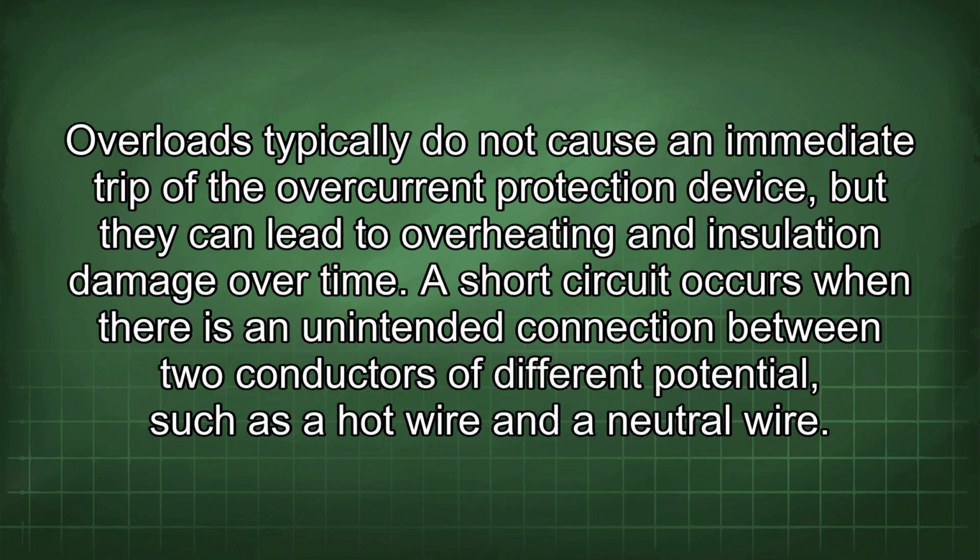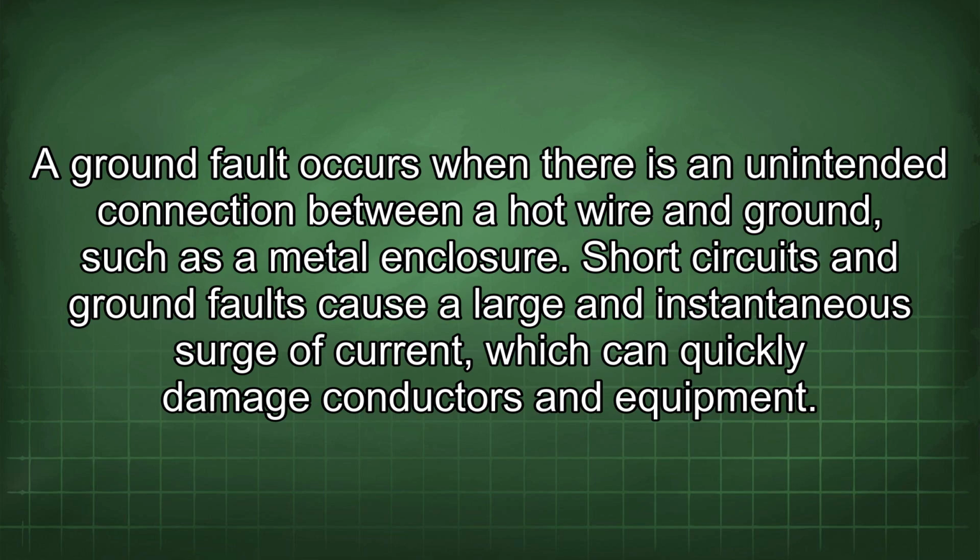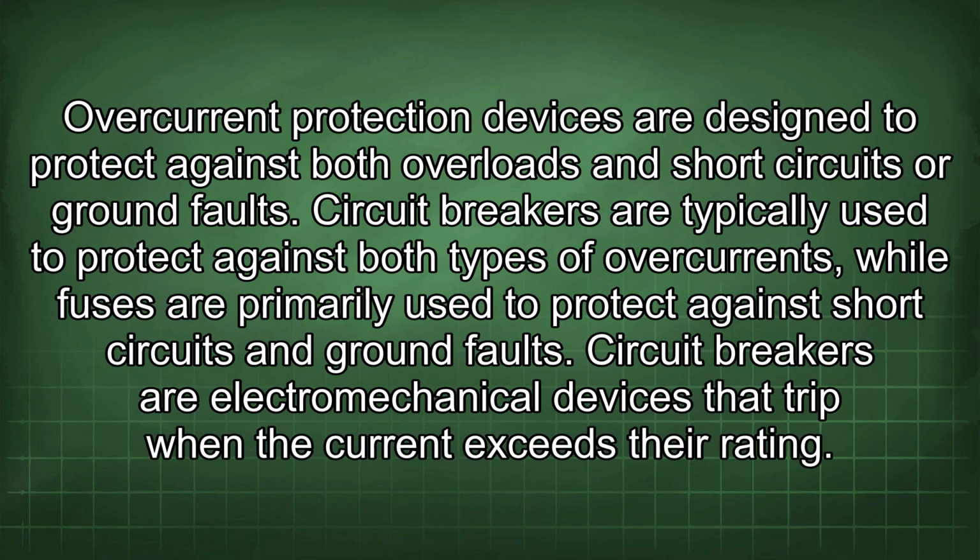Overloads typically do not cause an immediate trip of the overcurrent protection device, but they can lead to overheating and insulation damage over time. A short circuit occurs when there is an unintended connection between two conductors of different potential, such as a hot wire and a neutral wire. A ground fault occurs when there is an unintended connection between a hot wire and ground, such as a metal enclosure. Short circuits and ground faults cause a large and instantaneous surge of current, which can quickly damage conductors and equipment. Overcurrent protection devices are designed to protect against both overloads and short circuits or ground faults. Circuit breakers are typically used to protect against both types of overcurrents, while fuses are primarily used to protect against short circuits and ground faults.